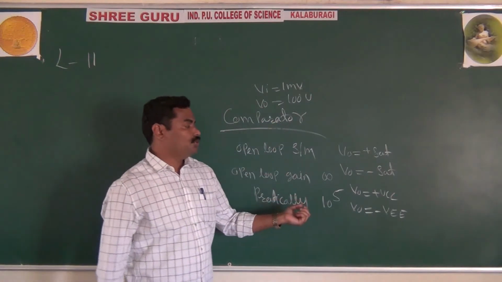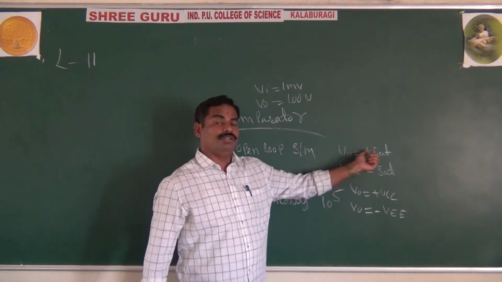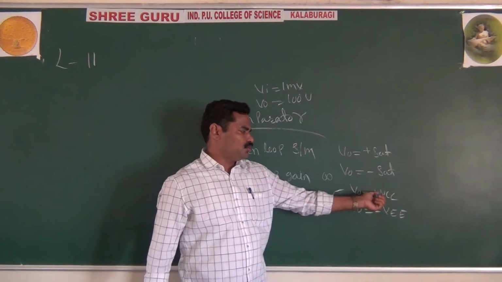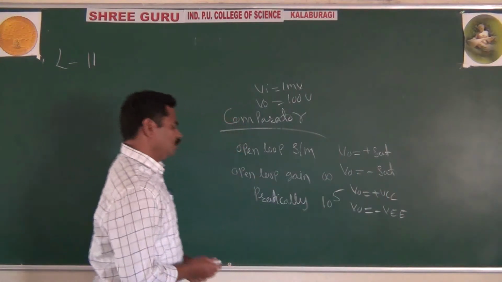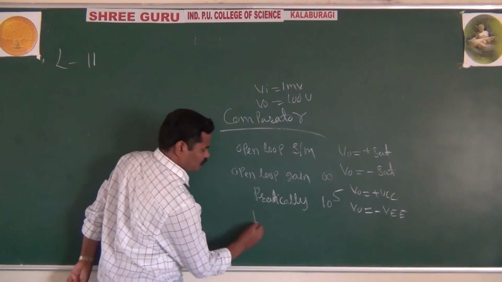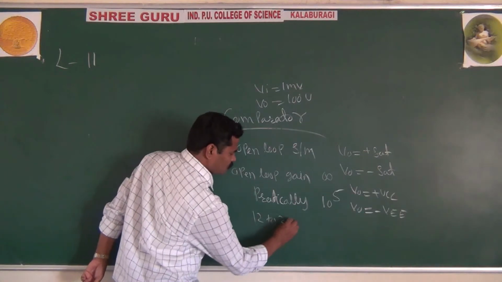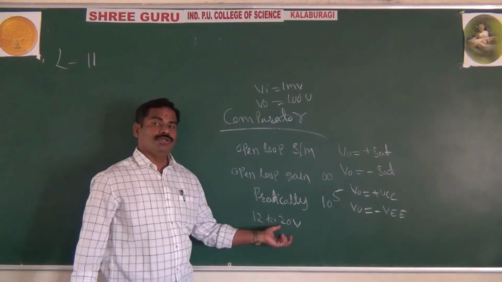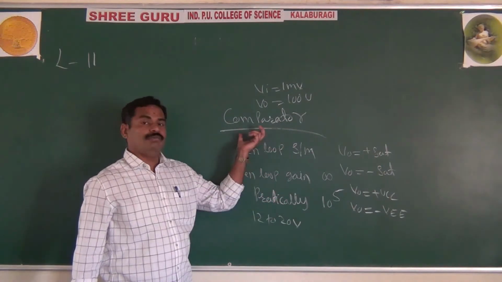And the thing is that the output voltage should not be more than the positive and negative saturation voltage, or the output voltage should not be more than positive and negative VCC. And as usual, in your op-amp you apply a minimum biasing voltage of 12 to 20 volts. This is about your comparator in brief.